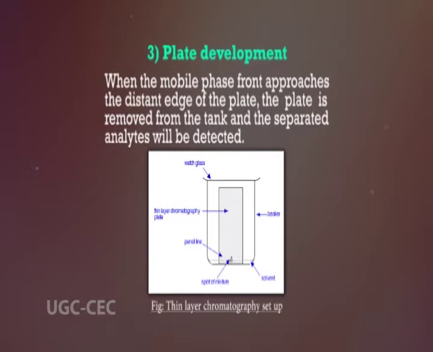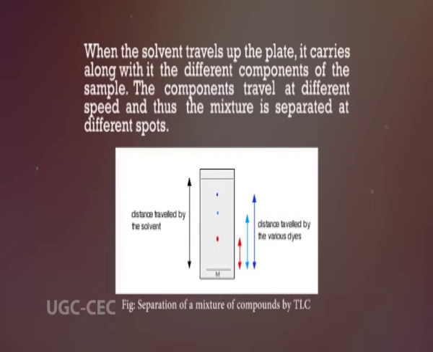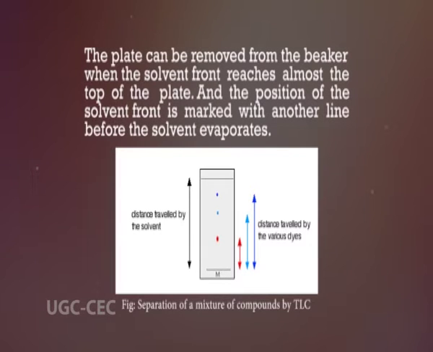When the mobile phase front approaches the distant edge of the plate, then the plate is removed from the tank and the separated analytes will be detected. When the solvent travels up the plate, it carries along with it the different components of the sample. The components travel at different speed and thus the mixture is separated at different spots. The plate can be removed from the beaker when the solvent front reaches almost the top of the plate, and the position of the solvent front is marked with another line before the solvent evaporates.